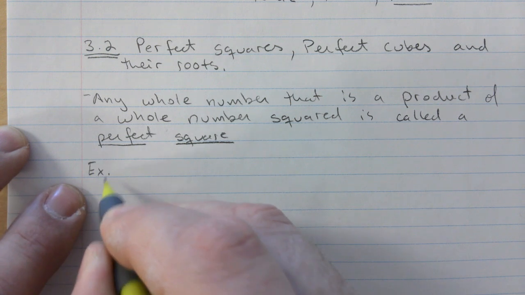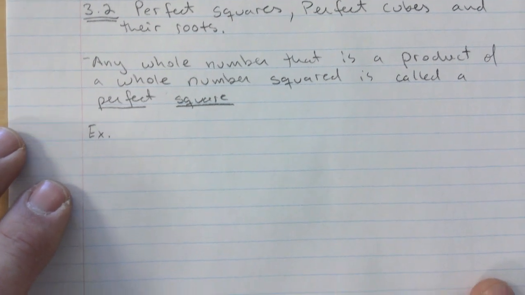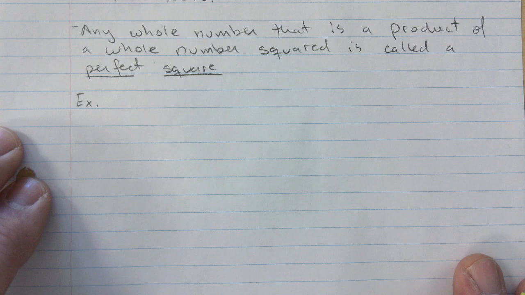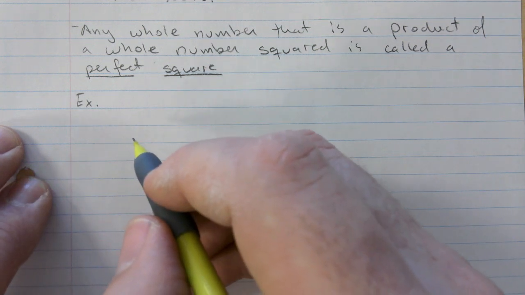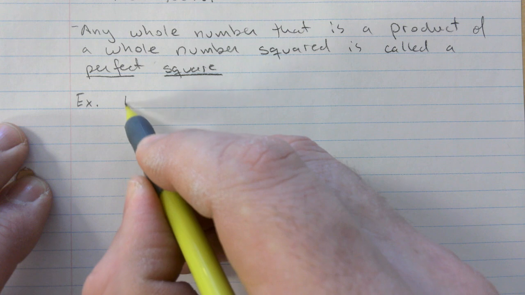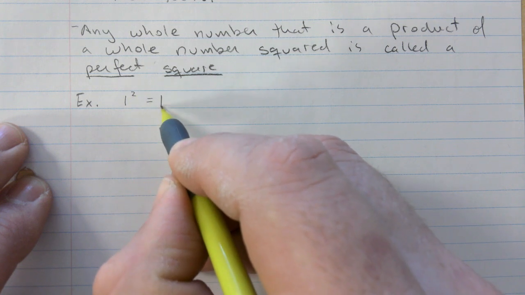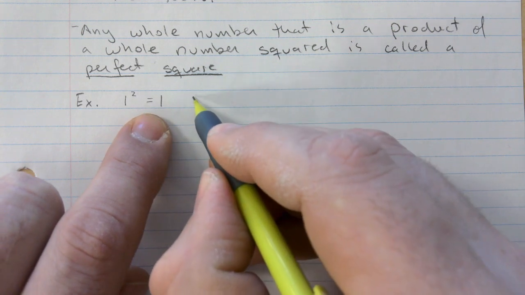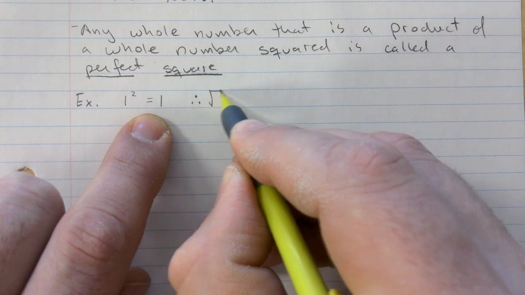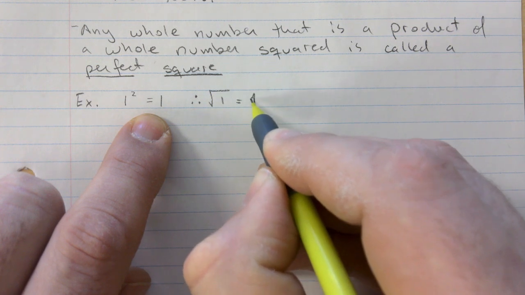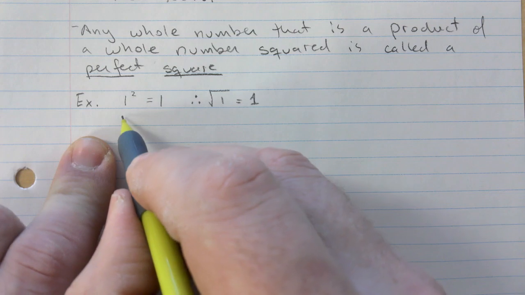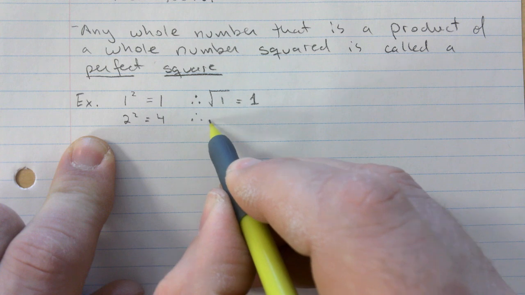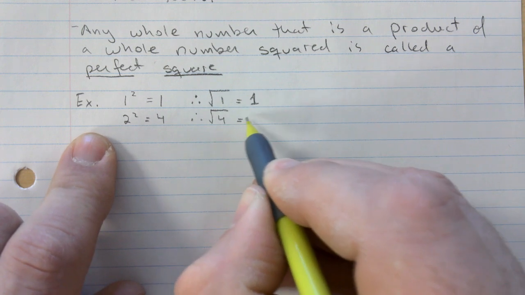And the reason why I'm going to write out a number of perfect squares is because if you can memorize them or at least become very familiar with them, it's going to make your journey a lot easier, right? So 1 squared is going to be equal to 1, obviously. So 1 is considered a perfect square. Therefore, the square root of 1 is going to be equal to 1. 2 squared is equal to 4. Therefore, the square root of 4 is equal to 2.